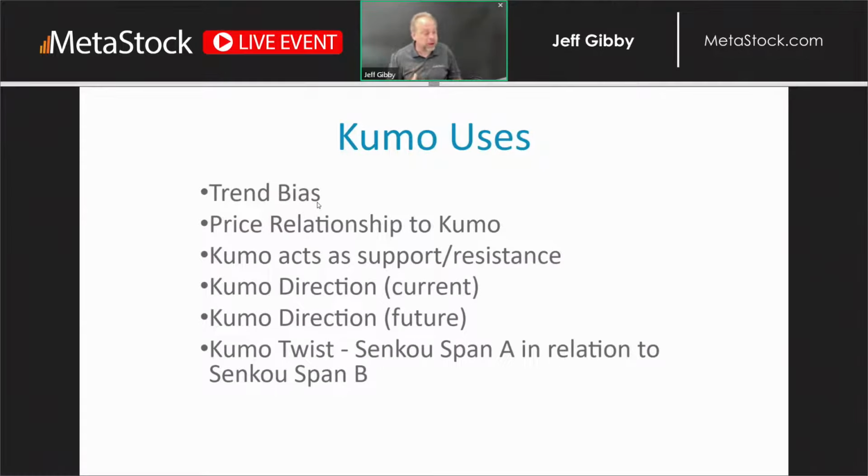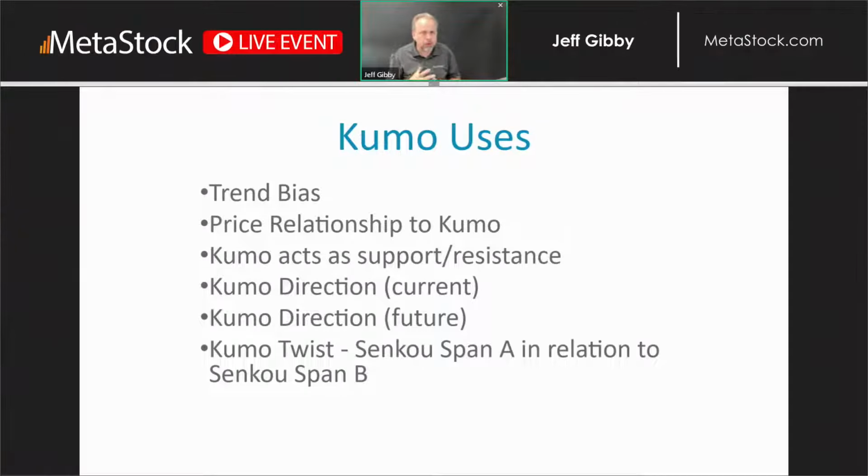Here are the different ways you can use the Kumo. You can use it as a trend bias. You can look at the price and its relationship to the Kumo. The Kumo acts as support and resistance. We'll talk a little bit more about that. We want to pay attention to the direction of the Kumo. Is it pointing up, is it sideways, or is it pointing down, both now and into the future? Okay. And then also the Kumo twist, where your Senkou Span A is above your Senkou Span B. When it twists, it'll go from a bullish to a bearish phase.